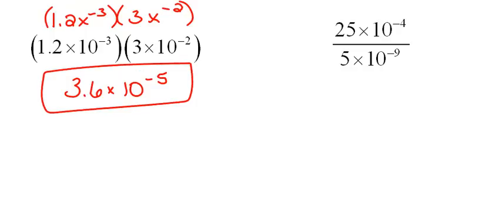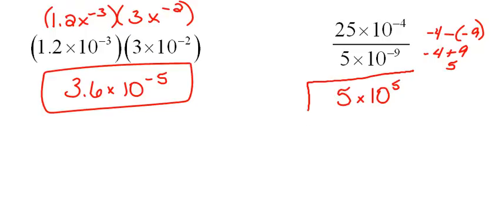Something very, very similar happens whenever we divide scientific notation. We can look at this as the whole number parts and then the exponential parts. So 25 divided by 5 would, of course, be 5 times. Now here we are dividing like bases. So when we divide like bases, we subtract the exponents. So when we subtract negative 4 minus the negative 9, that really becomes negative 4 plus 9, which is 5. So this is 5 times 10 to the 5th power.